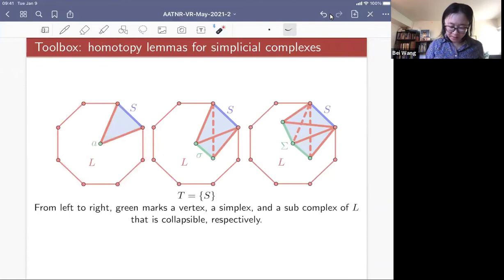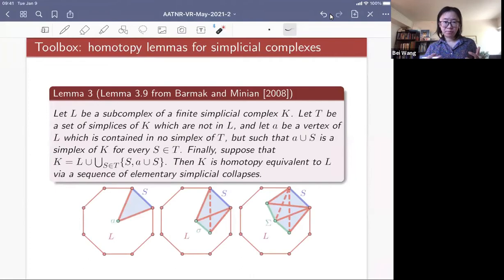So we have a sequence of homotopy lemmas for simplicial complexes where we focus on whether the green element is a vertex in L, or a simplex in L, or a subcomplex in L such that it's collapsible. And we slowly expand the scenarios in which we can perform simplicial collapse. The first result, coming from the previous result in 2008, is that if I have a simplicial complex L that is a subcomplex of a finite simplicial complex K.